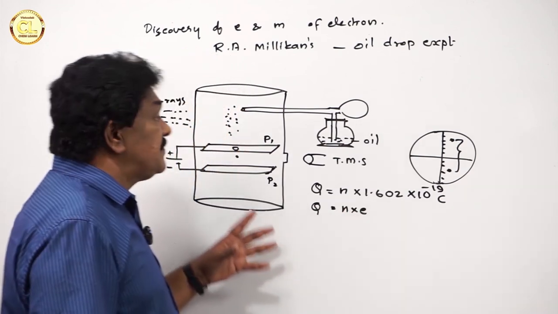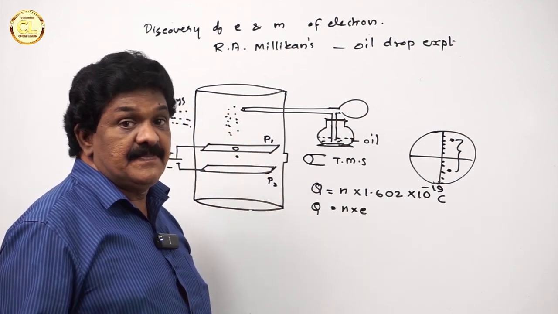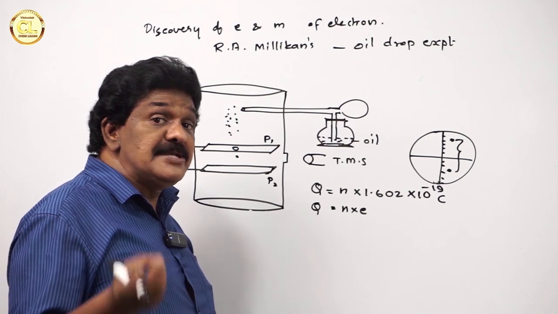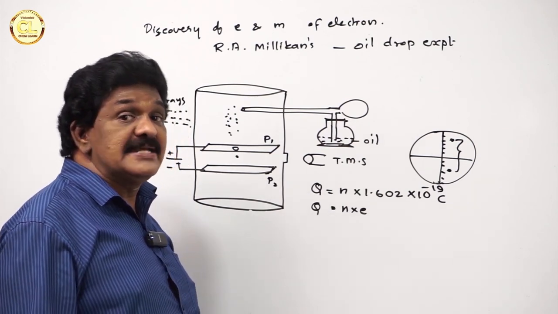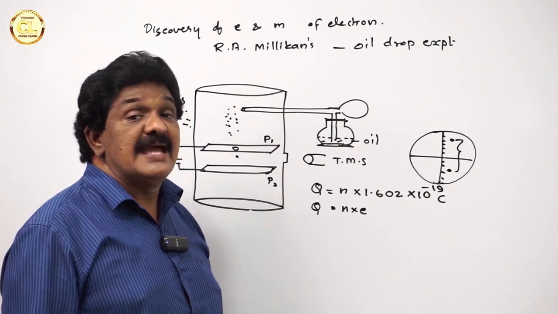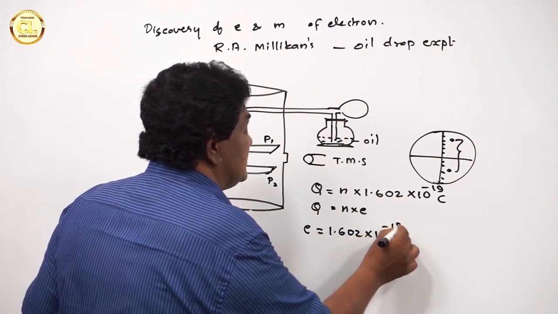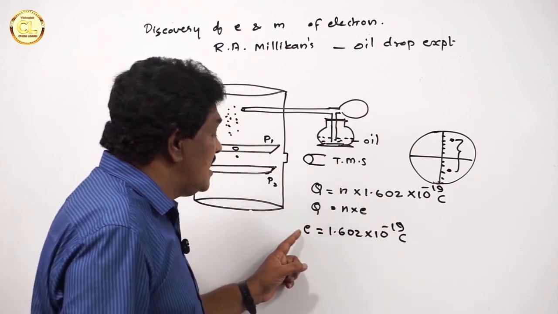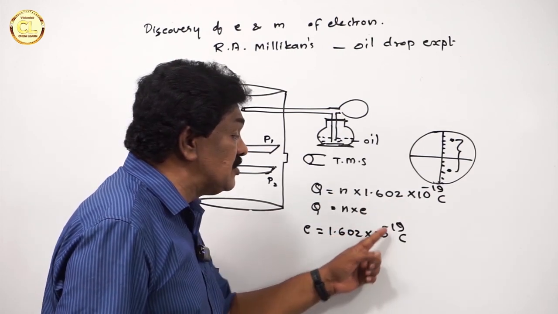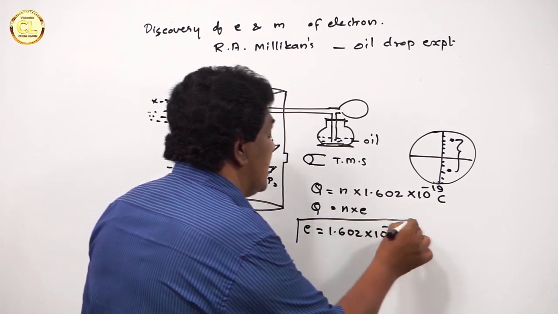From this experiment, he concluded that each oil droplet may absorb electrons from X-rays, and the charge of the oil droplet depends on the number of electrons absorbed by each oil droplet. That is why the charge of the oil droplet is always an integral multiple of 1.602 × 10^-19 coulombs. The charge of the electron was assigned as 1.602 × 10^-19 coulombs. This is the charge of the oil droplet and this is the charge of the electron.